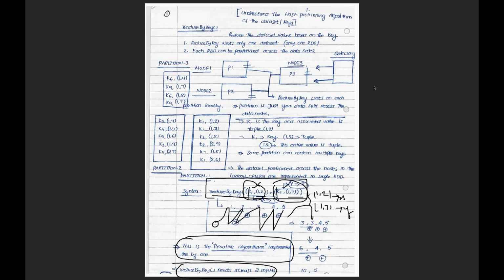Okay, after that, reduce by key uses two arguments. One is reduce by key x comma y. X will be your first element, y will be your second element, and how you implement the iterative algorithm of that is important. Okay, let me move on to the next page.